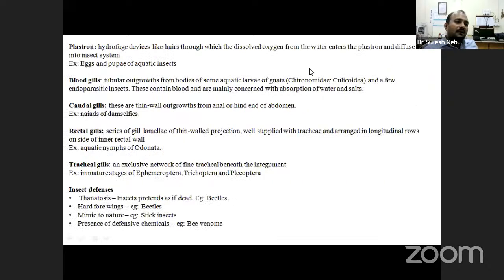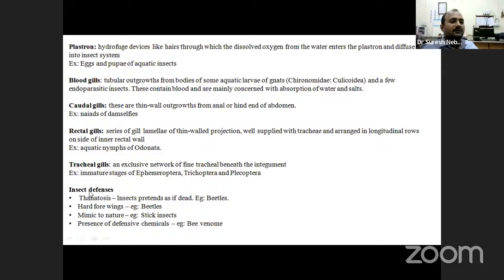Then the respiratory system. If you go to the respiratory system, there are certain modifications. In some insects you will find blood gills, then caudal gills, rectal gills, tracheal gills. First you have to see the respiratory system, then find out where these modifications are happening. All these modifications and their functions, why these modifications are there, you have to understand.